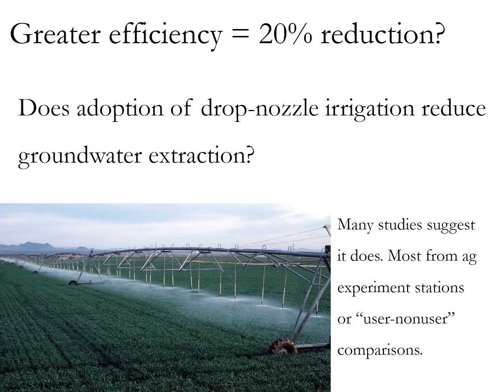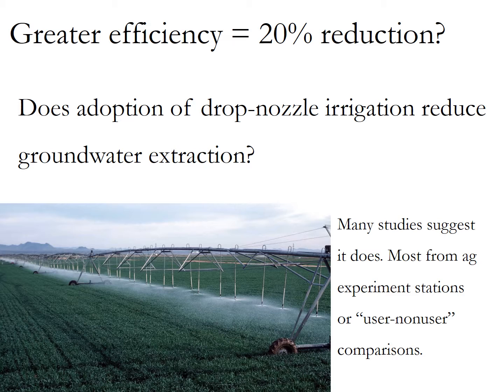They randomize the new technology and the old technology, and they see that the old technology yields the same production. The new technology yields the same production, but 20% less water. Or they might look at people who have adopted it, farmers, versus farmers who have not adopted it. And there's problems with both of those sources of evidence.